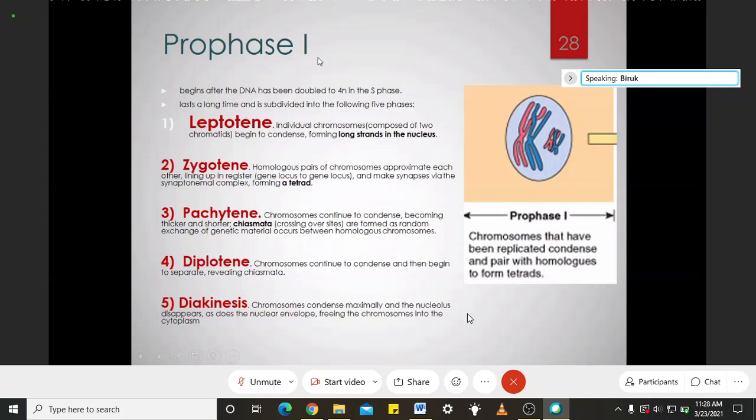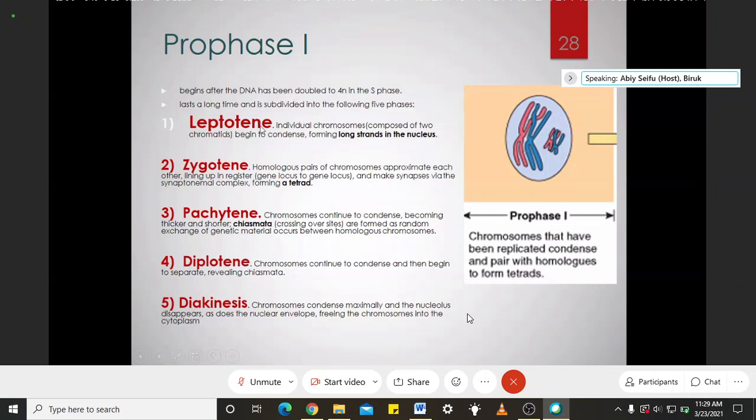So there is prophase one. During prophase one, you can see the homologous chromosomes pair with each other. It begins after the DNA has been doubled, after the S phase. Prophase one lasts a long time and is subdivided into the following 5 phases: leptotene, zygotene, pachytene, diplotene, and diakinesis. These are different terminologies used to describe different events that take place during prophase one.